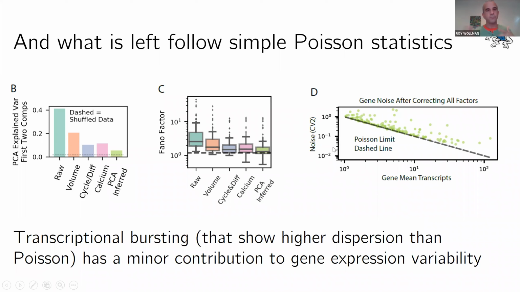Another way to look at this whole thing, some people like to look at noise as CV squared, the variance over the mean squared. In that case, if you look at CV versus mean on a log-log plot, a Poisson limit will be a line of exactly -1. And it was really interesting to see that most of the genes we're looking at were basically sitting on that limit. So transcriptional bursting or any other gene-specific noise sources seem to have a pretty minor contribution to gene expression variability. They're basically just Poisson noise that's hard to control. And most of the variance we're seeing is really coming from some sort of cell state variability, some variability shared among most of those genes, most likely some upstream regulatory factor or something like that.